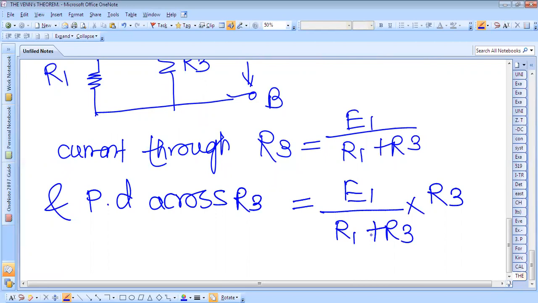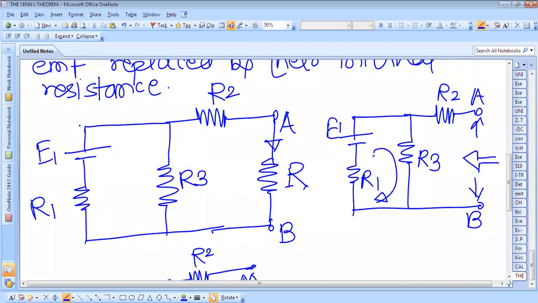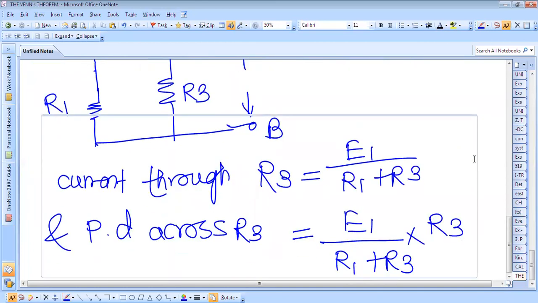Since there is no current in R2, there is no current flowing through R2 because it is open circuited. Only the current is flowing through this loop. Therefore, the potential difference across AB is nothing but the potential difference across this R3. The potential difference across AB we'll call V. Therefore, no current is flowing through this.